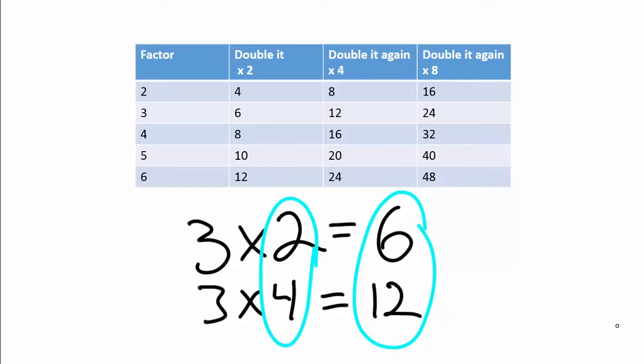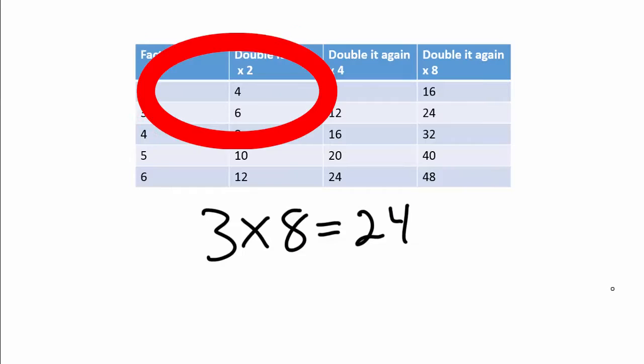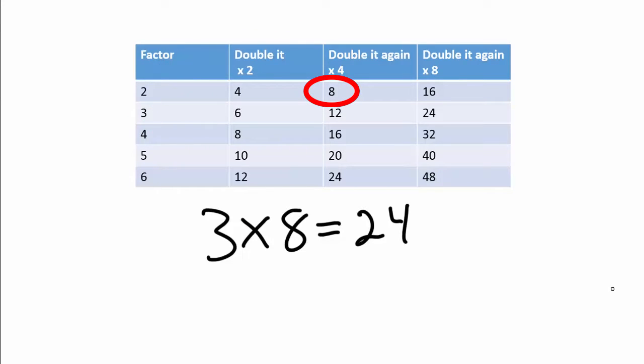Now let's double the factor 4. So 3 times 4 equals 12 becomes 3 times 8, which equals 24. When doubling the factor of 4 to an 8, we also doubled the answer, or the product, from 12 to 24. Doubling the factor of 4 to an 8 also doubled the product, or the answer.